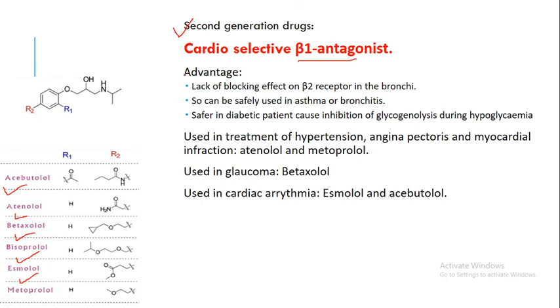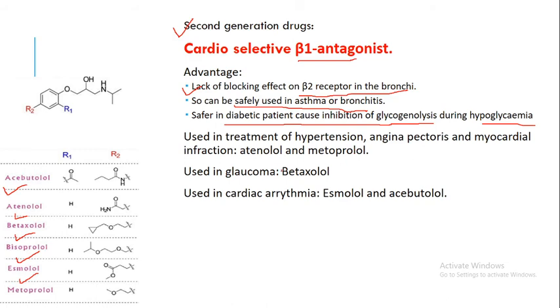Now what are the advantages over non-selective beta blockers? There is a lack of blocking effect on beta receptors in the bronchi, so it is a major effect. It can be safely used in asthma as well as bronchitis because of the lack of blocking effect on beta receptors. It is safer in diabetic patients, as it does not cause inhibition of glycogenolysis during hypoglycemia.